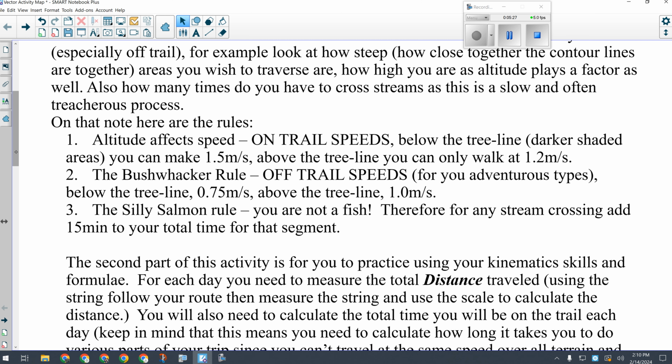The third rule is the silly salmon rule. Because you are not a fish, crossing a stream or river is an event. It's not something that you take lightly. If you're on a trail and you come up to a river, what will be there? A bridge. So you don't have to worry about crossing a stream if you're on a trail. You'll just walk across the bridge and you'll be fine.